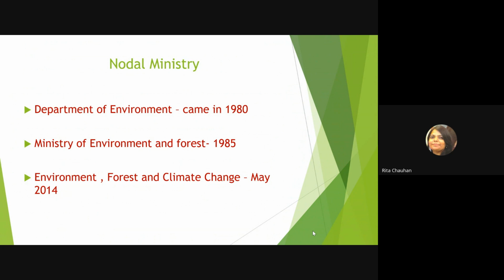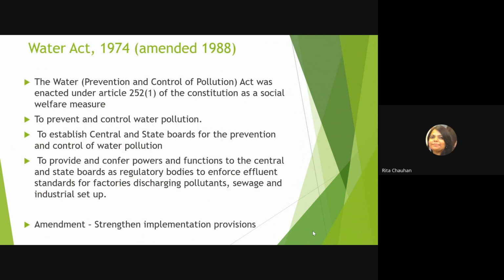It was created in 1980 and was called the Department of Environment. Then in 1985, its name was modified to Ministry of Environment and Forests, and in May 2014, climate change was included as a prime driver. So we have included climate change with environment and forests also. Now we have the Ministry of Environment, Forest and Climate Change in India.